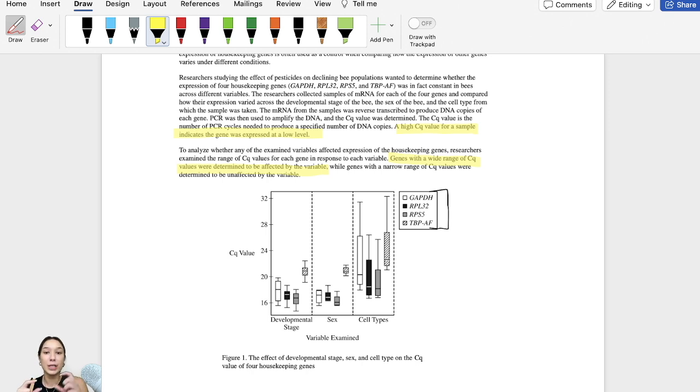If there is a very small range, meaning that the expression stays the same between developmental stage, sex, and cell types, that means that it's not affecting. So sex does not affect the expression. So we're looking at if there's a wide range or a small range, and then we're also looking at the CQ values.